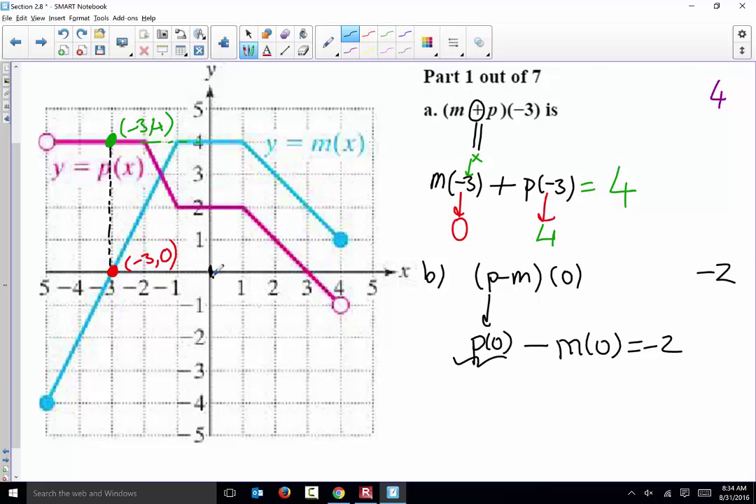0 is the passenger. First it takes the bus at P. Where is P? P is here. That's 2. And then it takes the M bus, which is the blue bus. It goes up here, and that's 0, 4. That's 4. The right answer is 2 minus 4, -2. Good. Part C.